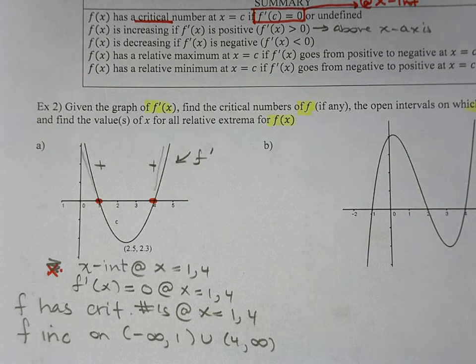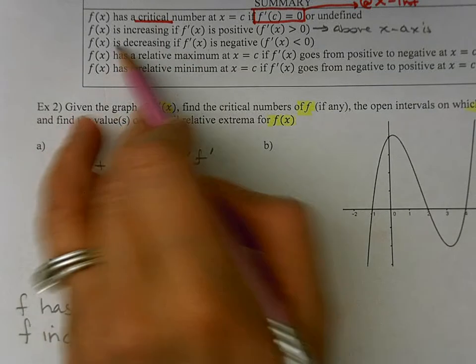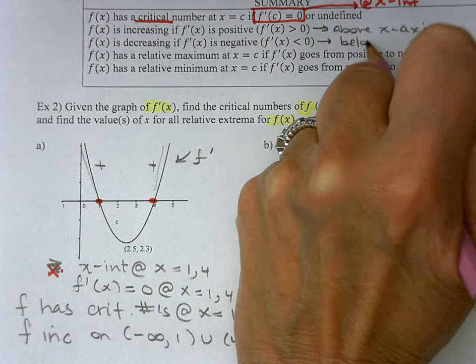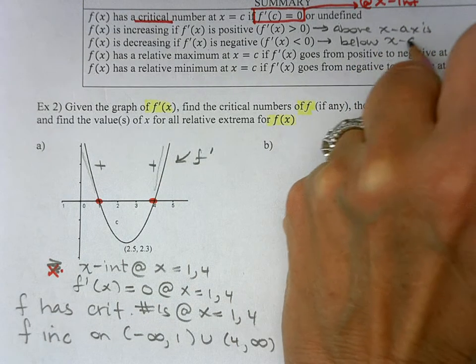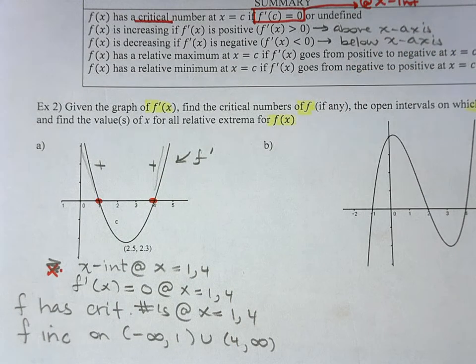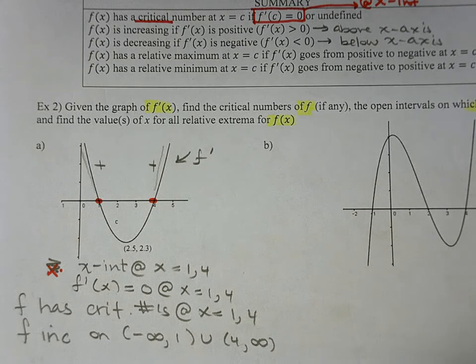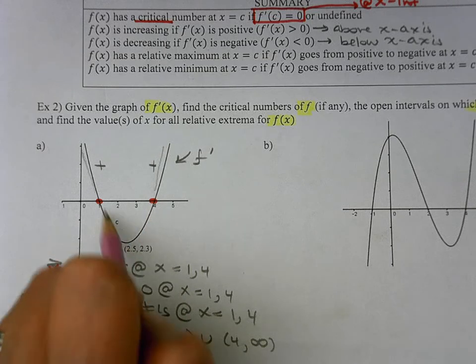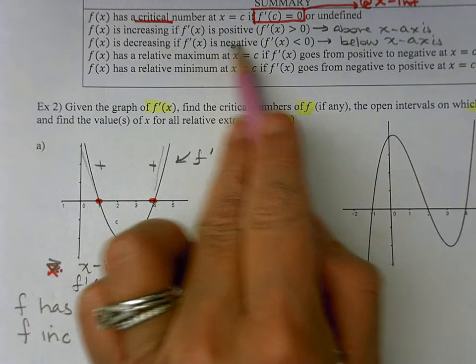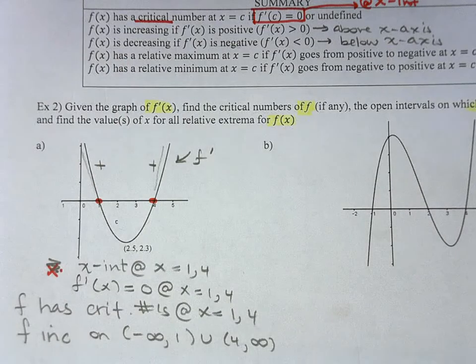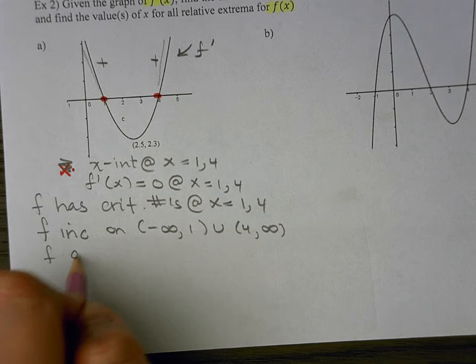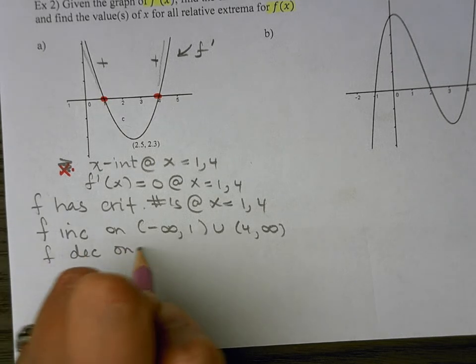All right, what about f decreasing? f is decreasing when f prime is negative. f prime is negative when it is below the x-axis. So where is it below the x-axis? That would be this section right here. So f prime is below the x-axis, negative here, and when f prime is negative, our function is decreasing. So I would say that f is decreasing on the open interval from 1 to 4.